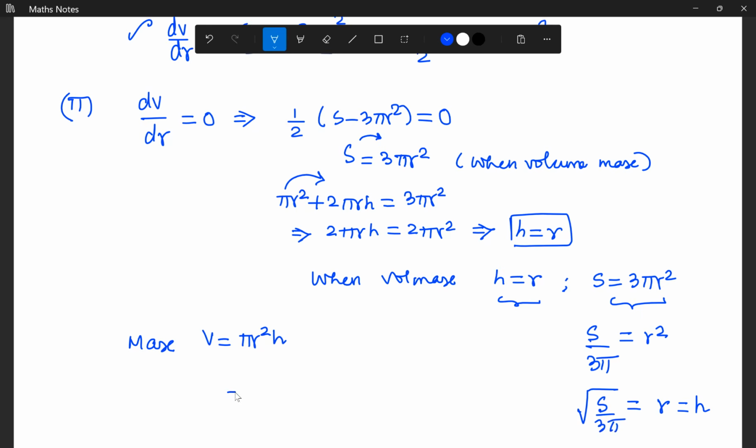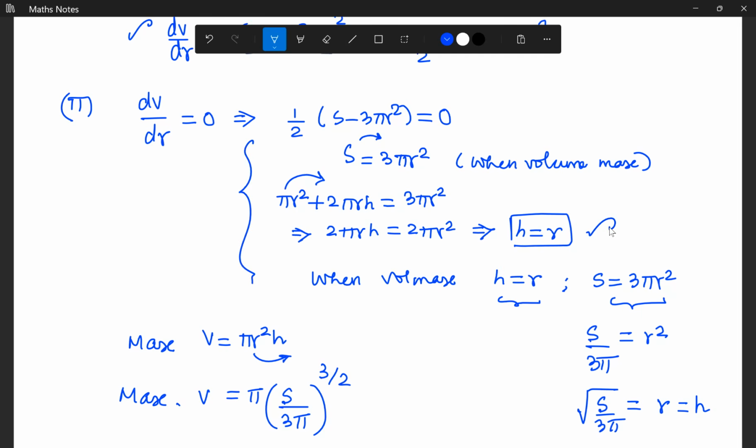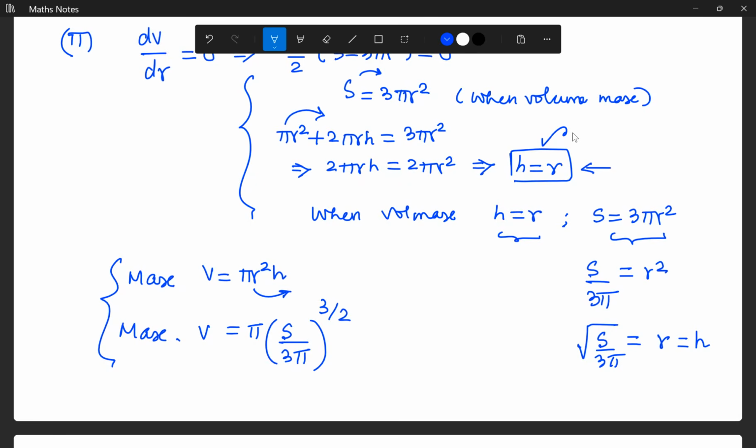So volume is equal to pi into r square into h, so that would be almost like r cube. So S divided by 3 pi, the whole power 3 by 2. That is the maximum volume. This question asks for the relation between h and r. This is the required relation. I'm just finding an extra bit of an answer where the volume is, whether it is asked or not, we don't know. So I hope you would have understood this. We'll meet in another video.